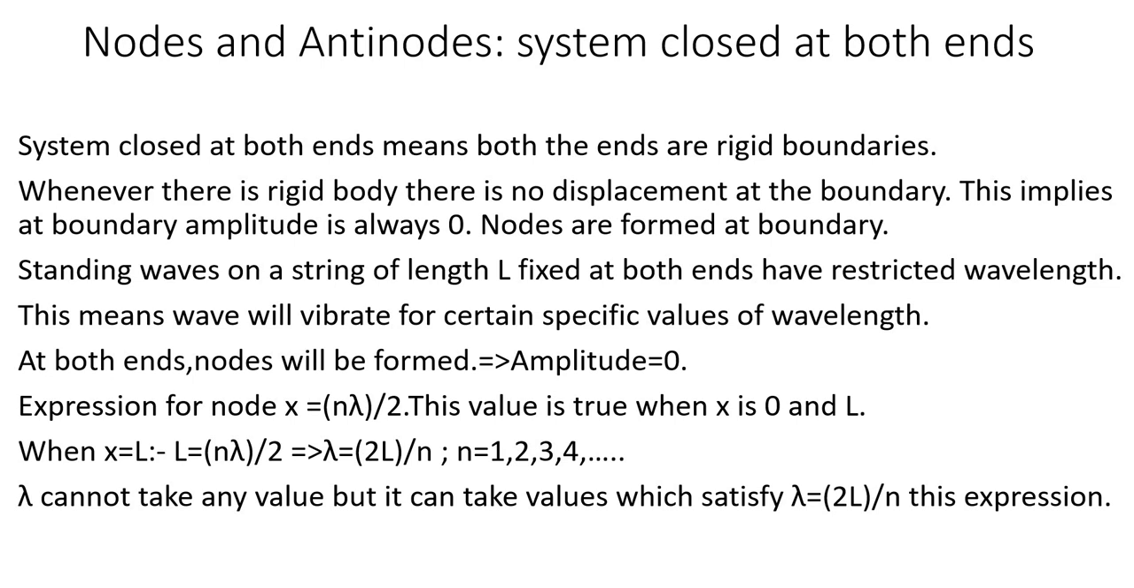And we know the expression for node that we already discussed, x equal to n lambda by 2. This is true for x equal to 0 and x equal to L also. Okay, x equal to 0 means one end of the string, and x equal to L means the other end. Both ends are fixed. So when x equal to L, we can write L is equal to n lambda by 2, or lambda is equal to 2L by n. What's the value of n? n starts from 1, 2, 3, 4, etc. Okay. So from this expression you can see that wavelength cannot take any value, but it can take definite values which satisfy this equation, lambda is equal to 2L by n. So wavelength depends on the length of the string. Okay.